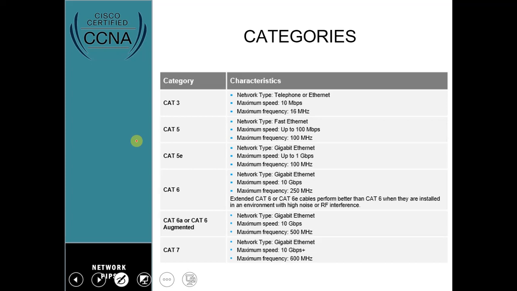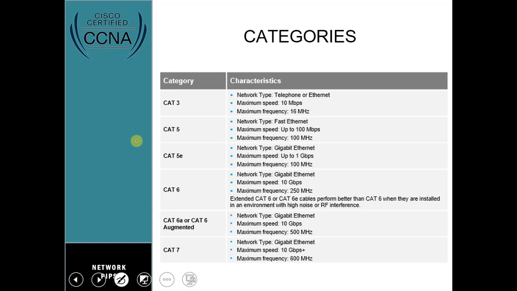Then you also have your Cat5e. Cat5e will have the network type as gigabit Ethernet. You're going to have the maximum speed as up to 1000 Mbps, and the frequency is going to be 100 megahertz as well. Then you have your Cat6. Cat6 will have gigabit Ethernet, the speed as 10 gigabits per second, and the maximum frequency is 250 megahertz.